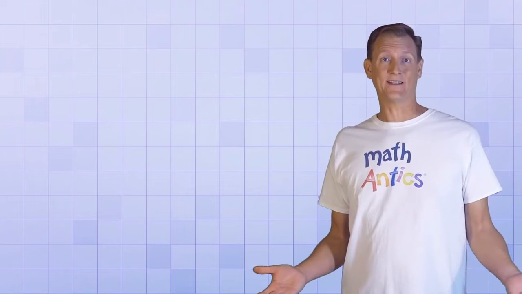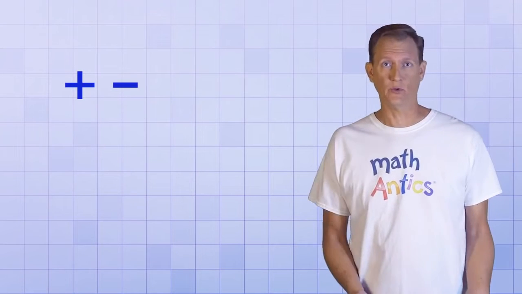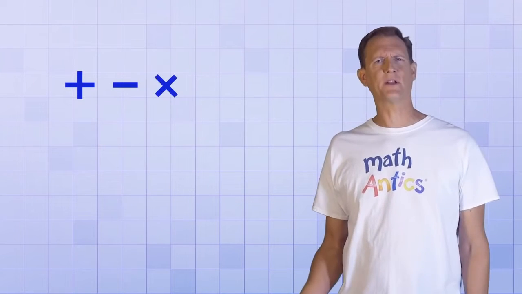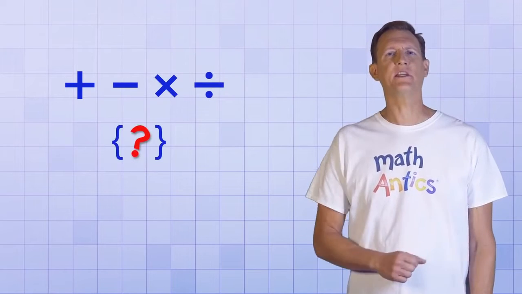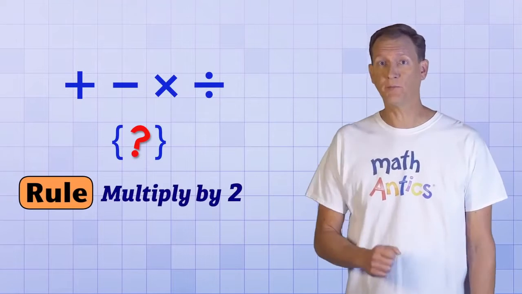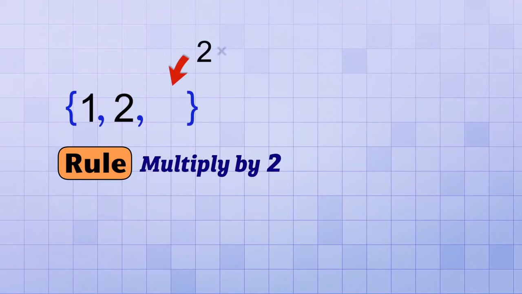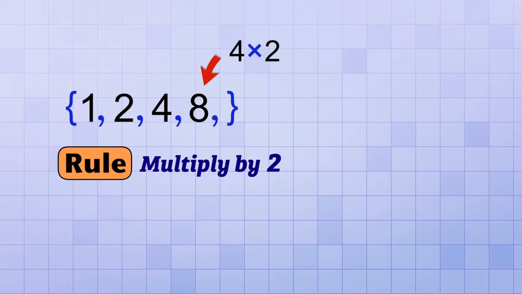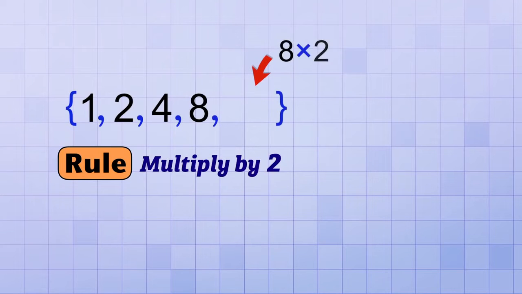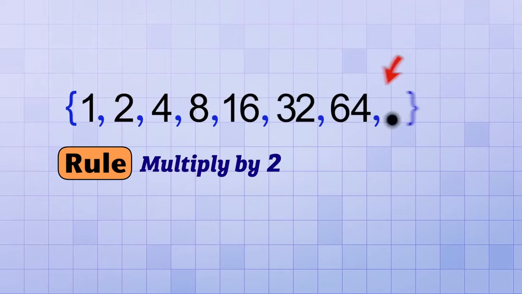So it's pretty easy to see how addition and subtraction can be the rule for a sequence, but what about multiplication and division? What number sequence would you get from the rule multiply by 2? Well, if we start with 1 as the first element, the next would be 1 times 2, which is 2. The next would be 2 times 2, which is 4. And the next would be 4 times 2, which is 8. Then the next would be 8 times 2, which is 16, and so on.